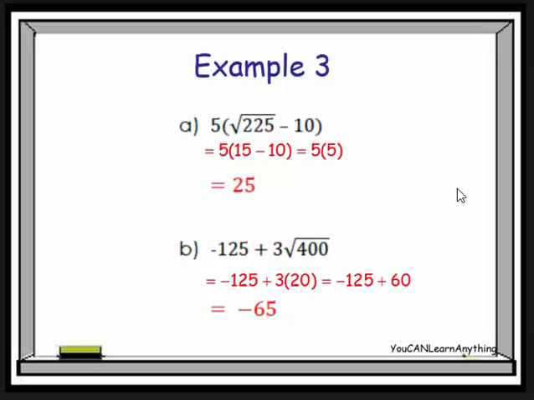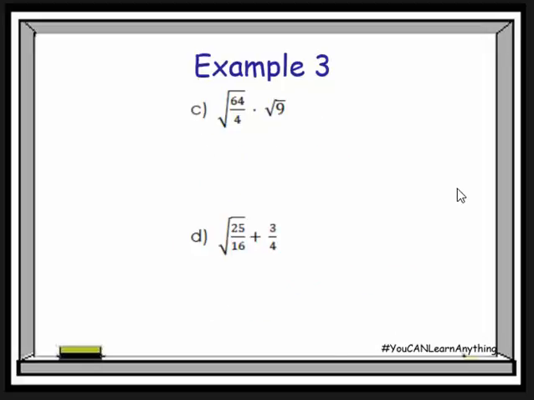Now, in C and D, things get even trickier. When we have squares inside a square root, we can separate these into the square root of 64 divided by the square root of 4. Okay? And so we can take 64 and divide it by 4, which is probably a little easier. So let's take 64 divided by 4. That's 16. So this turns out to be square root of 16, times the square root of 9. Well, the square root of 16 is 4. The square root of 9 is 3. 4 times 3, of course, is 12.